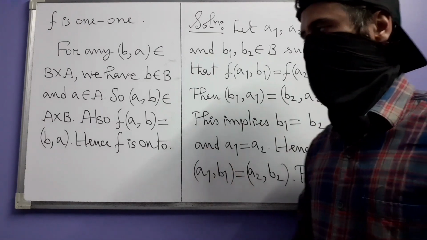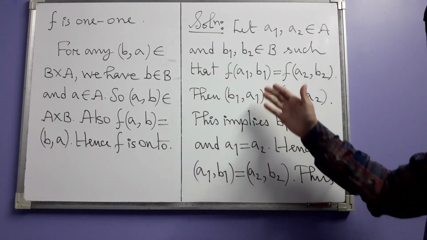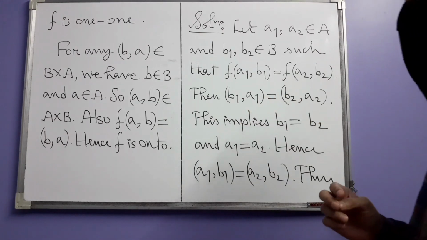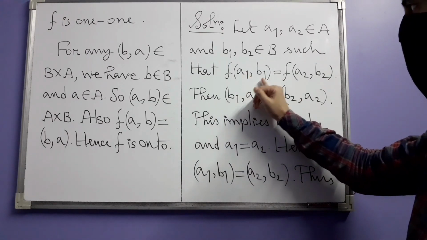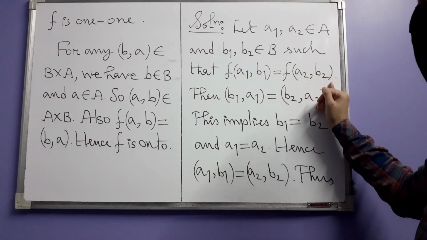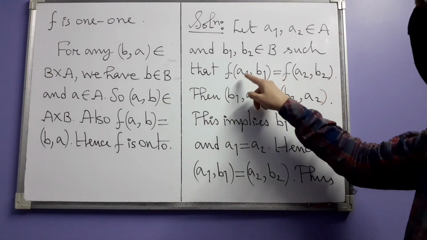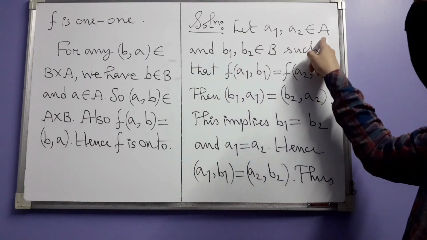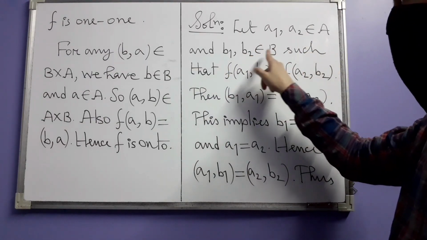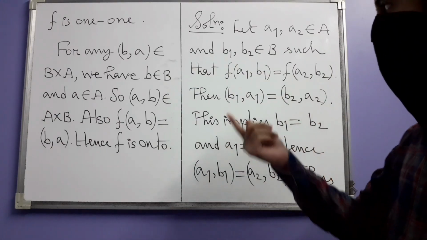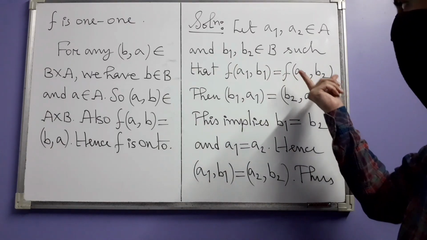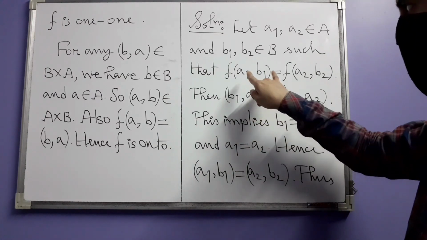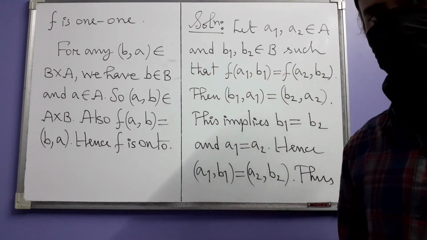So here the solution is pretty straightforward. We take two elements in the Cartesian product A times B, and they are (a1, b1) and (a2, b2). To consider them, we would need these coordinates, so we start like this. Let a1 and a2 be two elements in A, and b1 and b2 be two elements in B, such that the f images of these ordered pairs are equal. Now to prove that f is 1-1, we have to prove that the ordered pairs themselves are equal.